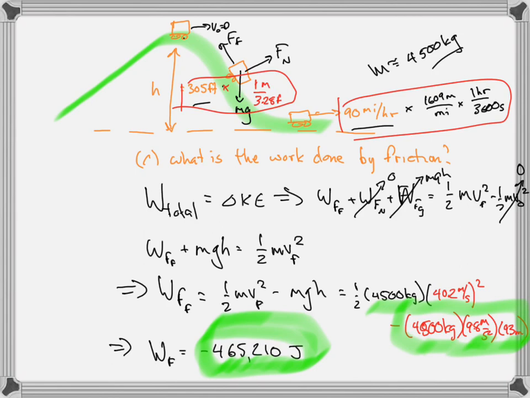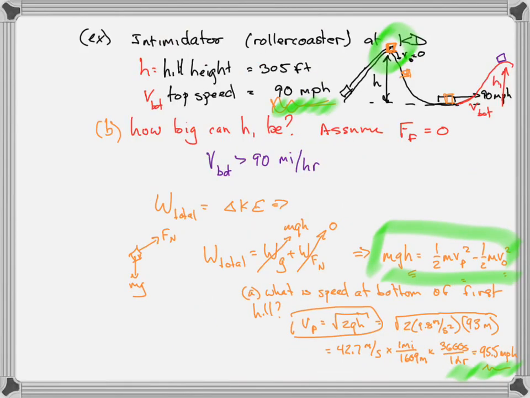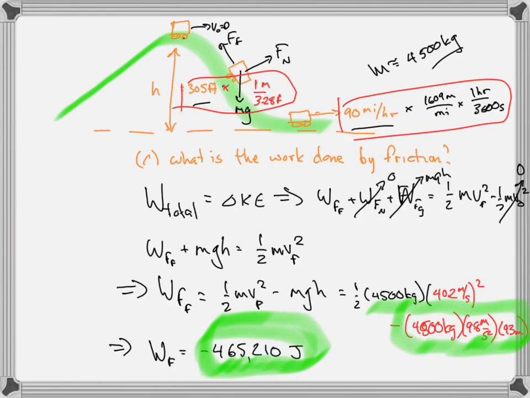And that makes sense because we already showed that there isn't a whole lot of speed difference, right? It's only a 5-mile-an-hour speed difference. So the work done by friction shouldn't be large, and that's about 5%. And it's about 10%, so that's not so bad. Okay, so there you go. That's the work done by friction.